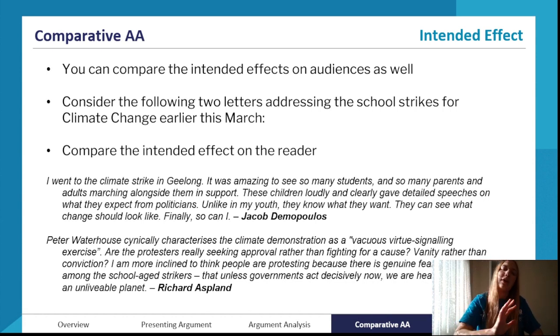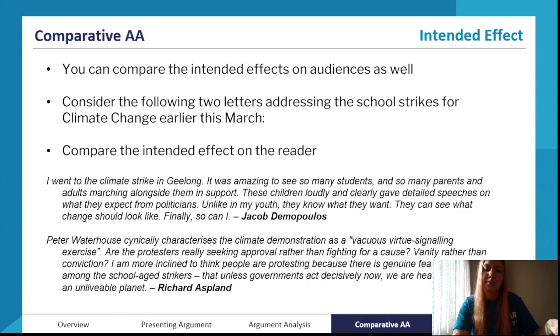So, similarities stand out. Both of them support the school strikes. The second one, hopefully you didn't get confused because he was taking a quote and essentially refuting it and saying that this guy is wrong. He's a cynic. But both of them are in support of the school strikes, but for different reasons.